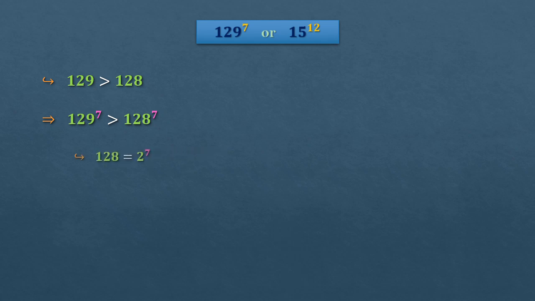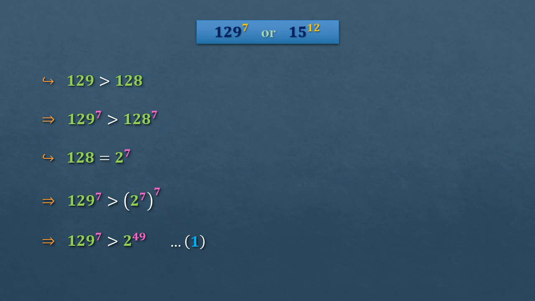Now, since 128 is equal to 2 to the power of 7, we deduce that 129 to the power of 7 is strictly greater than 2 to the power of 7, all to the power of 7, which implies that 129 to the power of 7 is strictly greater than 2 to the power of 49. We call this inequality number 1.